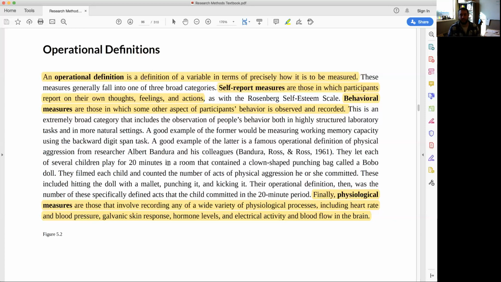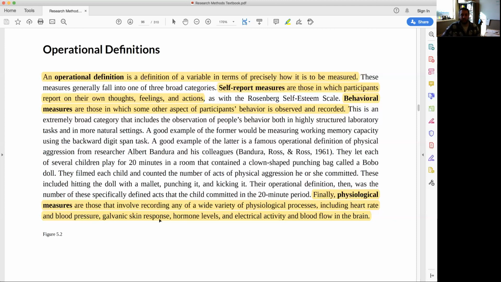So what they did is, let's see if watching an adult beat up Bobo results in higher aggression levels for kids. They operationally defined aggression levels as how many times they hit the doll with a mallet, punched it, or kicked it. So they were counting these behavioral actions. They didn't give them a piece of paper asking, what is your aggression level? We can do that, there are aggression scales out there, but they opted for a behavioral measure.